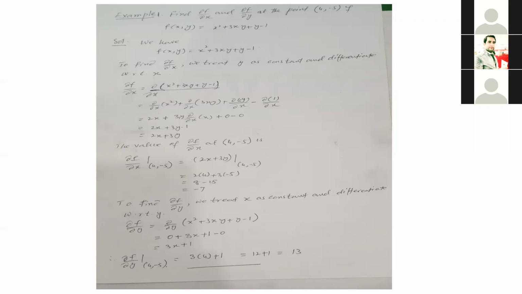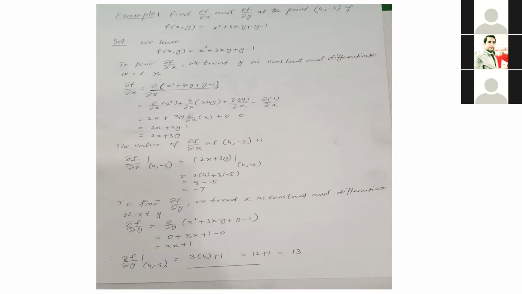And then this del y or del x, keeping y as constant, and you know that the derivative of a constant is 0, and the last term is 1, which is also a constant, so it's 0. So you are left with 2x plus 3y into the derivative of x with respect to x, which is 1. You get the answer 2x plus 3y.